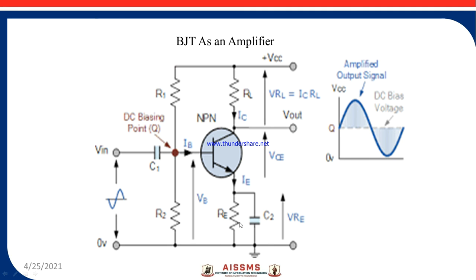Hence RE gets open circuited, not physically but virtually, when the AC input is amplified, maintaining the voltage gain to be high. So this is all about the components which we use in the BJT as an amplifier. So thank you very much.